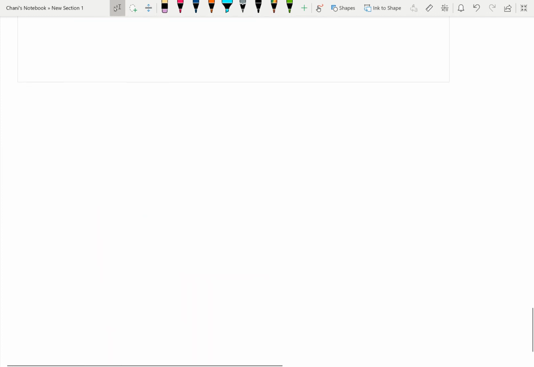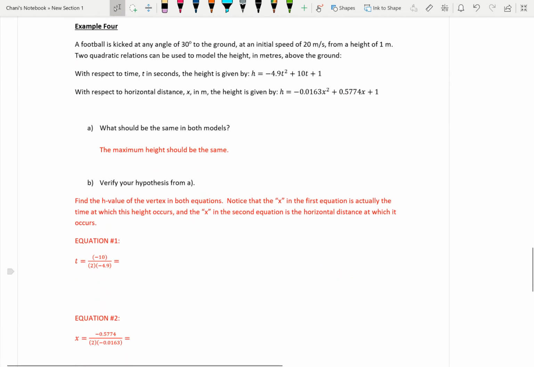Okay, example 4, this is our last example. A football is kicked at an angle of 30 degrees to the ground at an initial speed of 20 meters per second from a height of 1 meter. Two quadratic relations can be used to model the height in meters above the ground. One is with respect to time, and one is with respect to horizontal distance.